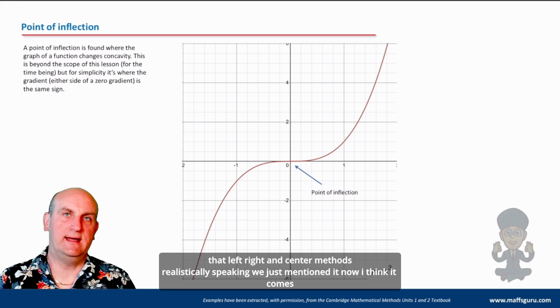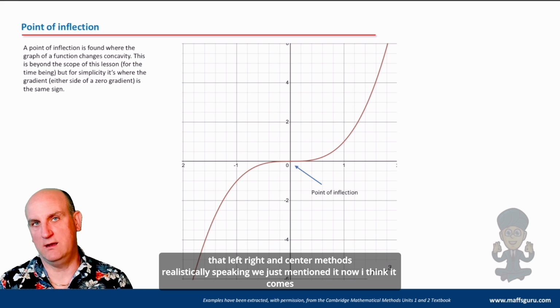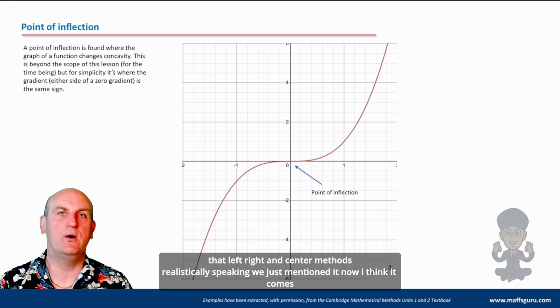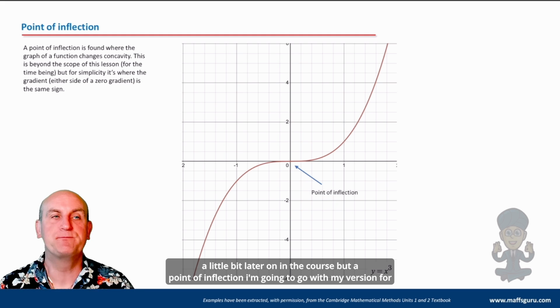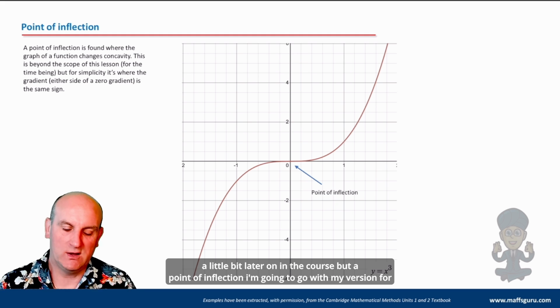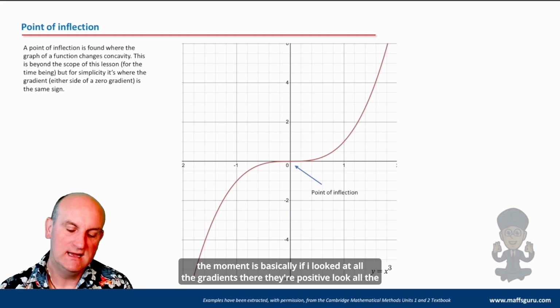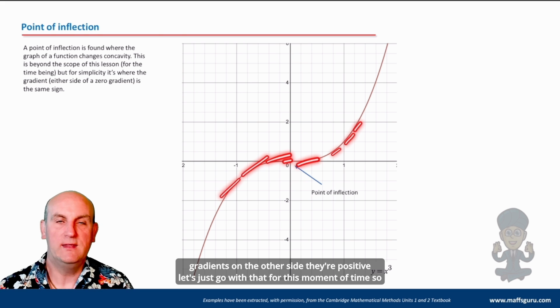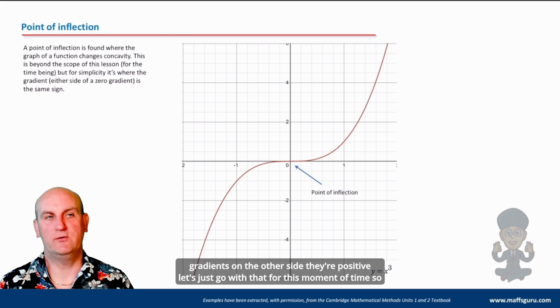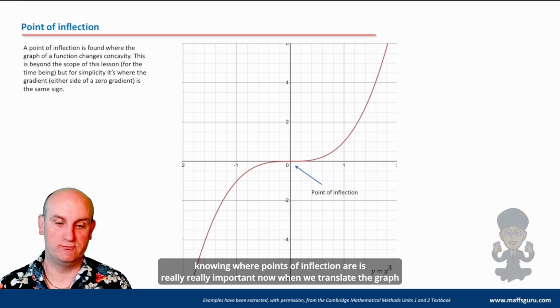Specialist maths, you deal with that left, right, and center. Methods, realistically speaking, we just mention it now. I think it comes a little bit later on in the course. But a point of inflection, I'm going to go with my version for the moment. It's basically, if I looked at all the gradients there, they're positive. Look at all the gradients on the other side, they're positive. Let's just go with that for this moment in time. So knowing where points of inflection are is really, really important.